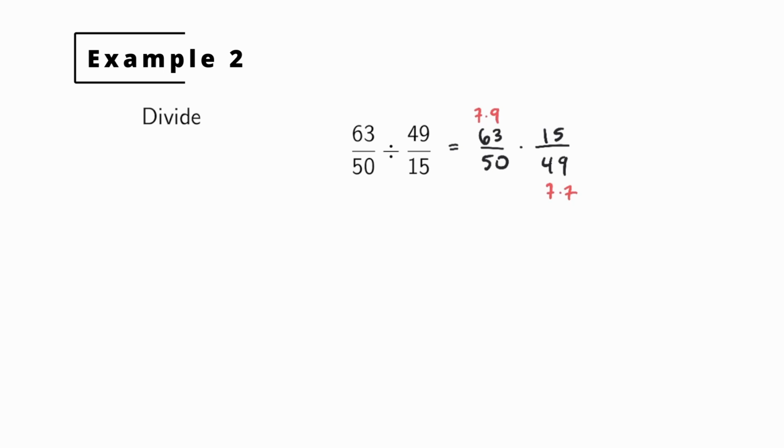50 and 15 have factors in common. We'll have a greatest common factor of 5. So 50 would be 5 times 10 and 15 would be 3 times 5. And so what we'll do now is we can just cancel out the common factors that we have in the numerator and denominator. So 7 cancels out that 7, and then 5 cancels out this 5. And so what we end up with here is 9 times 3 over 10 times 7, and that will give us 27 over 70. And we have no more common factors.